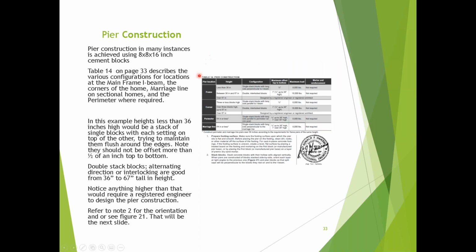Pier construction, when it's typically done with blocks, there's a restriction on how tall you can go with just a single stack of blocks. When you have to do a single stack, you can go up to 36 inches in height. A double stack, you can go 36 to 67 inches in height. And if you have to go higher than that because you're on unlevel ground, rolling ground next to a pond, water, stream, creek, then you've got to get a registered engineer involved to tell you how to put the pier construction together.